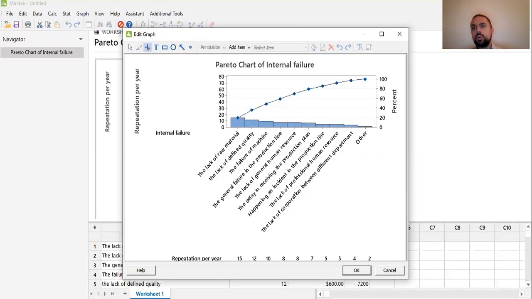But as I told you, this Pareto chart is according to the repetition of the failure. But you know that expense of the failure is much more important. Is it possible that one failure has a high repetition, but its expenses are low? But one failure has a low repetition, but it imposes on us huge expenses. So we need to fix the second one first. So how can we involve the factor of expenses in the Pareto chart?